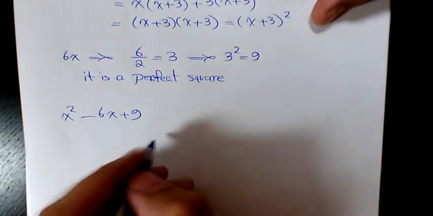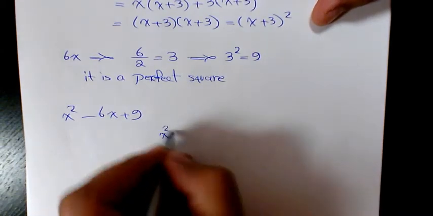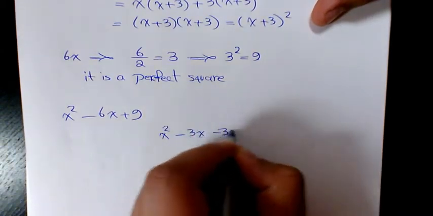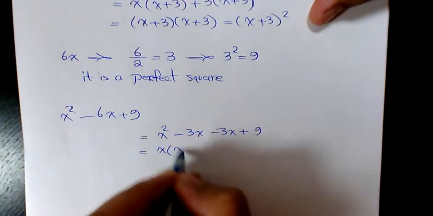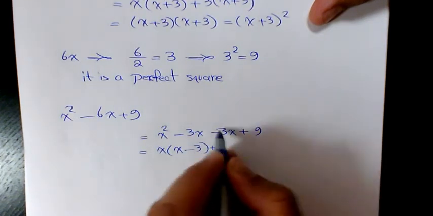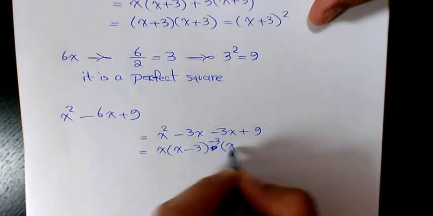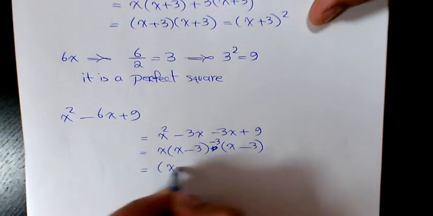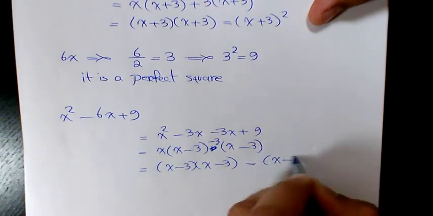I'm going to say two numbers multiply to positive 9 and add to negative 6. It is going to be negative 3 and negative 3. So we have x squared minus 3x minus 3x plus 9. You factor the first two terms, x times x minus 3, and negative 3 times x minus 3. That's going to be x minus 3 times x minus 3 when you factor that. And that's going to be x minus 3 to the power of 2.